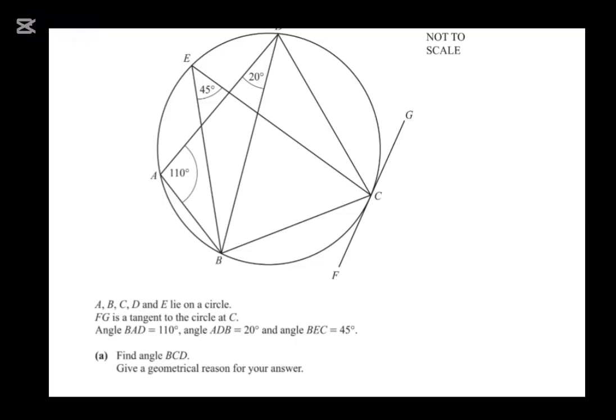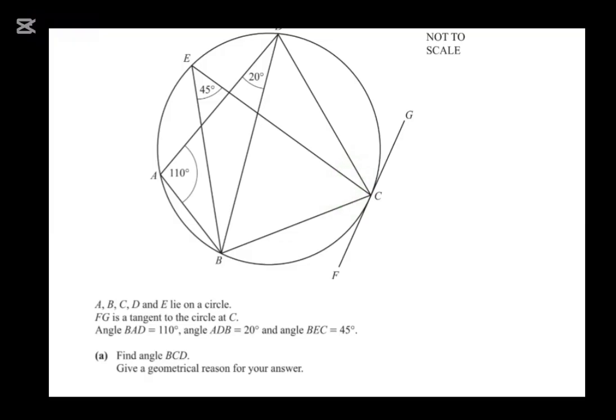Question 14. A, B, C, D, E lie on a circle. FG is the tangent to this circle at C. Angle BAD is 110 degrees. Angle ADB is 20 degrees. Angle BEC is 45 degrees. Find angle BCD. We need to find out this angle.